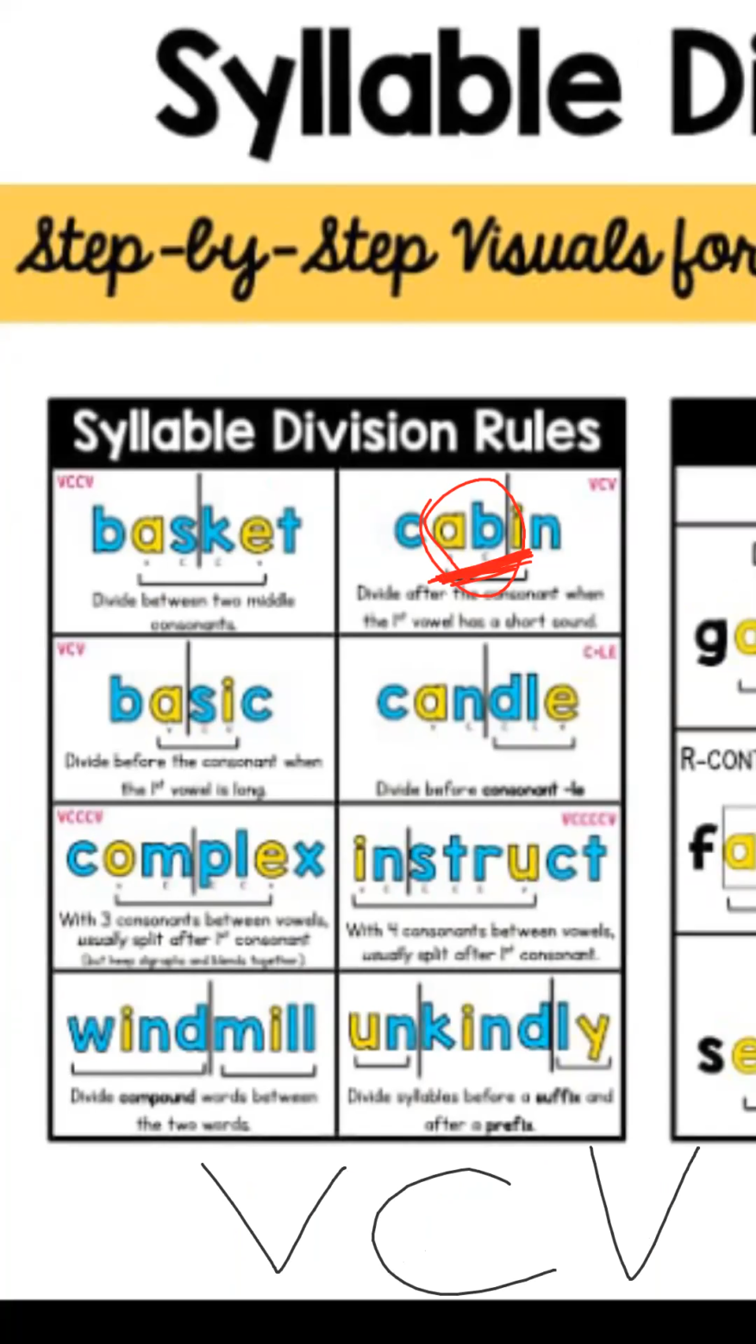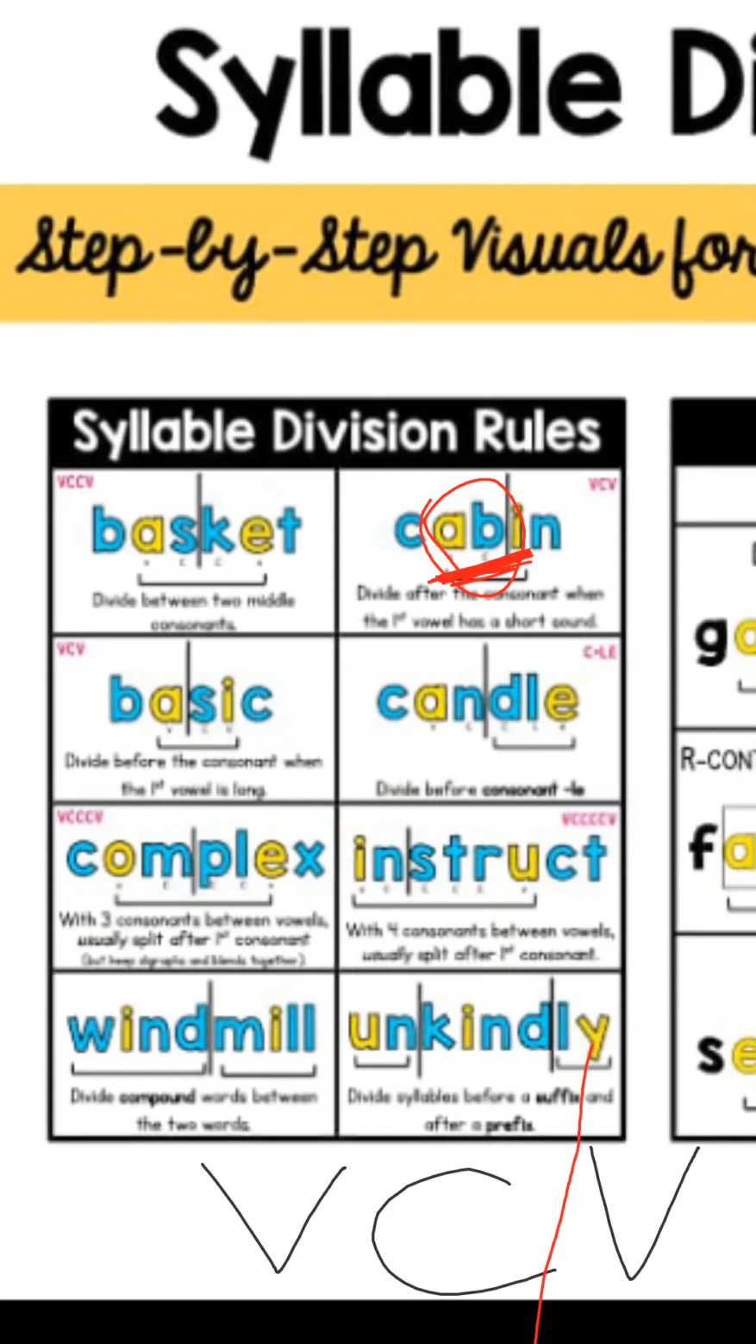So if the first vowel is a short vowel, then you have to give the consonant to the first vowel. Because the first vowel is short, you have to divide it in such a way that the consonant goes to the short vowel. So the first vowel, if it is short, will always take the consonant.